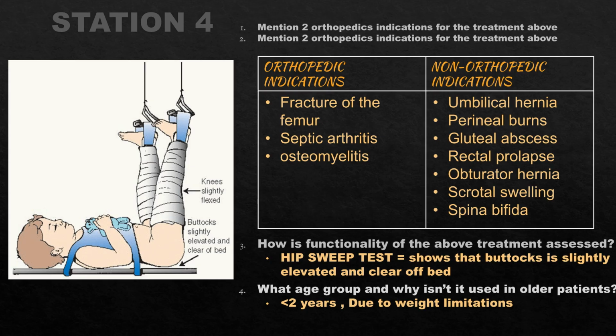The answer is the hip sweep test. In this test, you gently attempt to pass your hand beneath the child's buttocks. The buttocks should be slightly elevated, and just clear off the bed. This indicates that adequate traction is being applied, and that the child's body weight is acting as counter-traction. If the buttocks are resting flat on the bed, traction is insufficient. If they are excessively elevated, there may be over-traction, which increases the risk of complications.